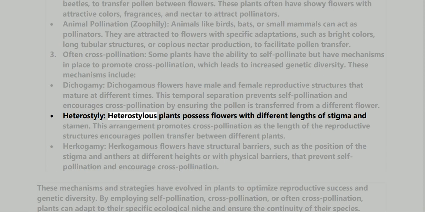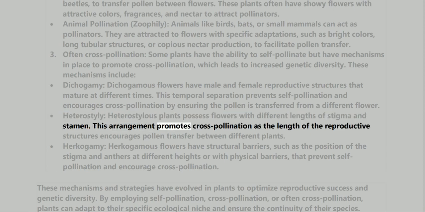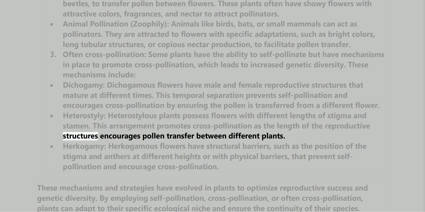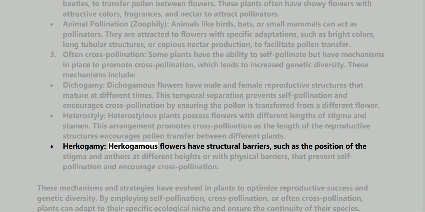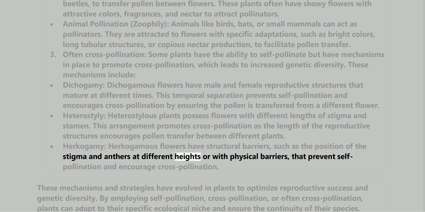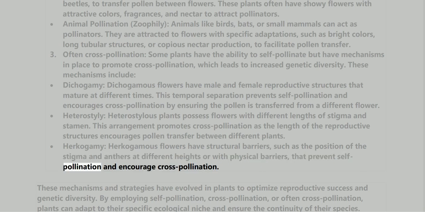Heterostylous plants possess flowers with different lengths of stigma and stamen. This arrangement promotes cross-pollination as the length of the reproductive structures encourages pollen transfer between different plants. Sometimes hypogamy. Hypogamous flowers have structural barriers, such as the position of the stigma and anthers at different heights or with physical barriers, that prevent self-pollination and encourage cross-pollination.